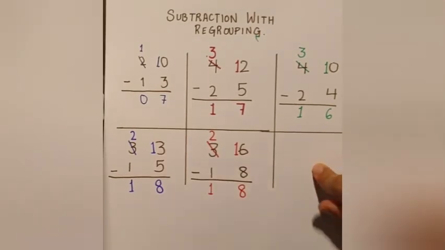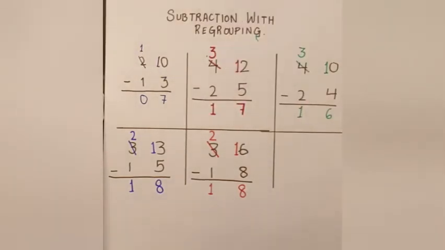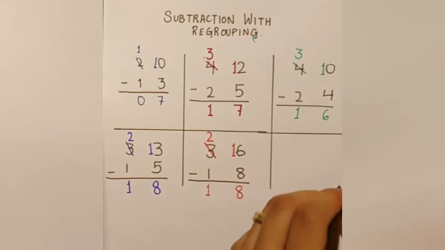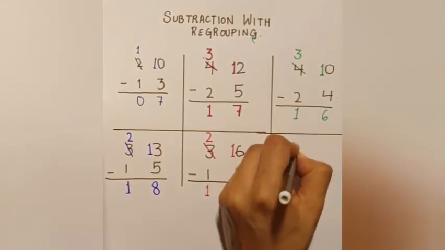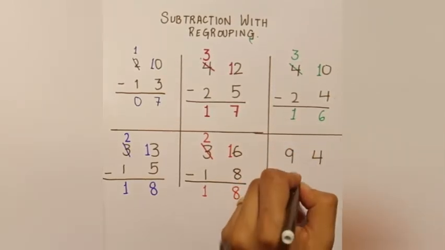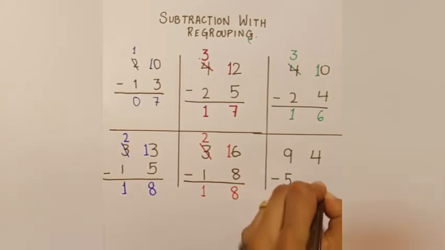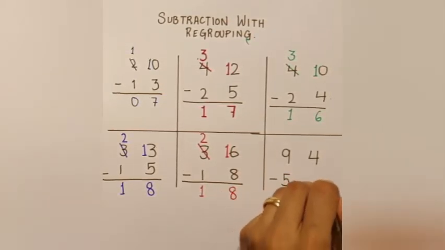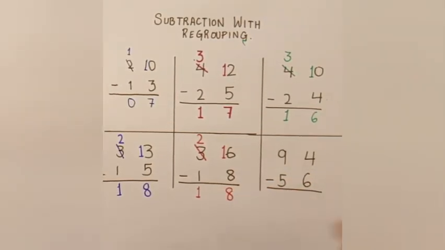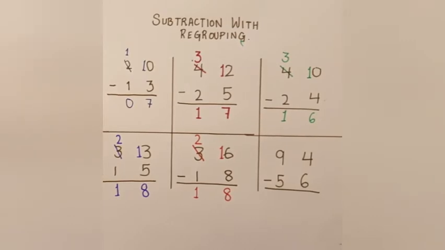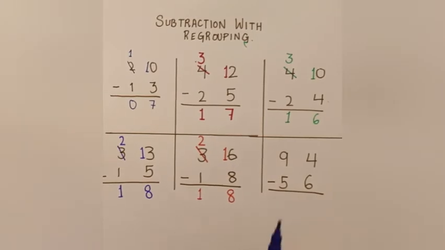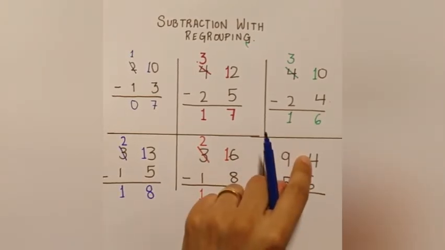Okay, let's add one more question here because this space is empty. Let's try with bigger numbers. Let's try, for example, 94 minus 56. Okay, that's big and scary. Okay, now 4 minus 6, can I do it? I can't because 4 is small and it's on top.